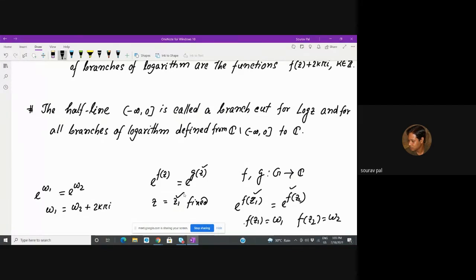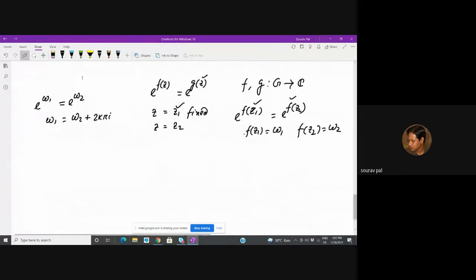So if you change this point z1, then you have a different k. If you change this point from z1 to z2, then you have a totally different k. Then you have e to the f(z2) is equal to e to the g(z2), which is, say, e to the u1 equals e to the u2, where u1 is f(z2) and u2 is g(z2).